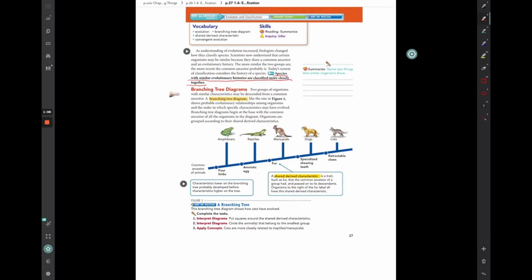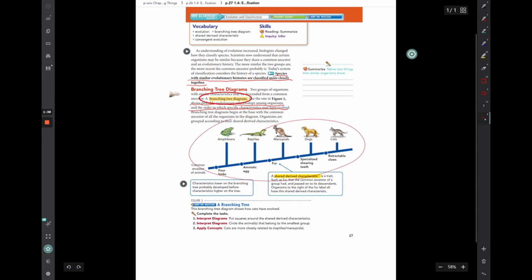Now, when we talk about this evolutionary history, what scientists use is what's called a branching tree diagram to look at those evolutionary histories. And that is basically just showing the probable evolutionary relationship among organisms, as well as the order in which those characteristics may have evolved. So if you look at this branching tree diagram that is shown to you down here, this is showing us a possible order in which some characteristics may have evolved over time.